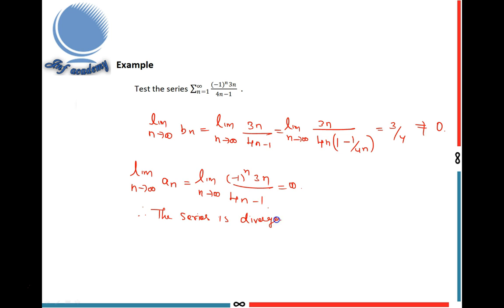So the series diverges by using the test for divergence. Finally I got that the given series diverges. These are the two examples of how to use the alternating series test.